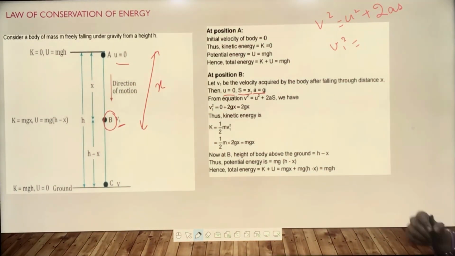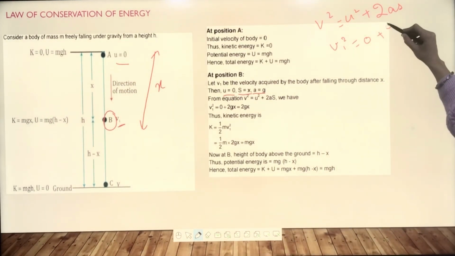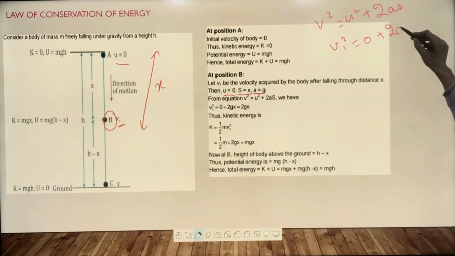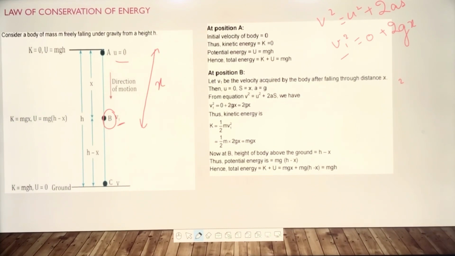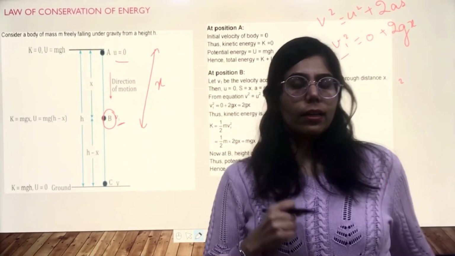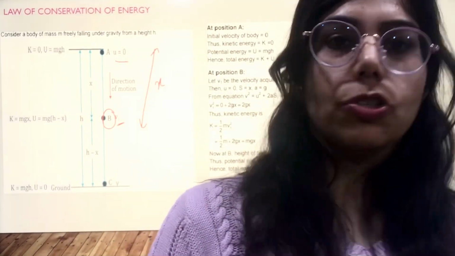Initial velocity we very well know, that was 0, plus 2, and acceleration is acceleration due to gravity, and s is x over here, because it has covered the distance of x, and we will consider x over here. Now we need to calculate both the kinetic energy and the potential energy at position B.